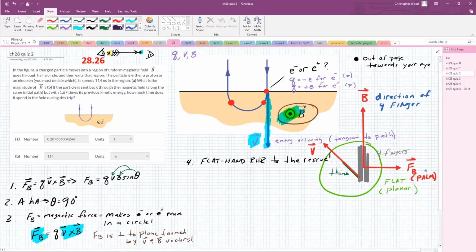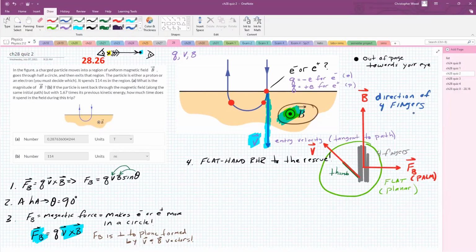And that's F subscript B. That's my magnetic force. And my thumb, I can move my thumb, but no matter how I move my thumb, my hand remains flat. Maybe my thumb is kind of close to the four fingers. Maybe my thumb is far away from my four fingers. Whatever my thumb is doing, it's in the same plane as my four fingers. All right, so there you have it.